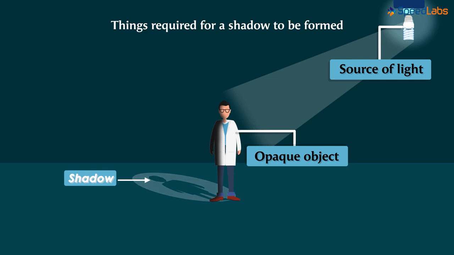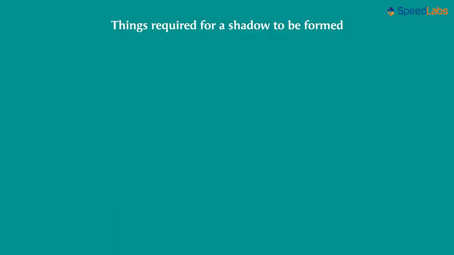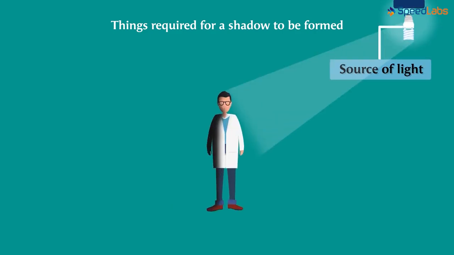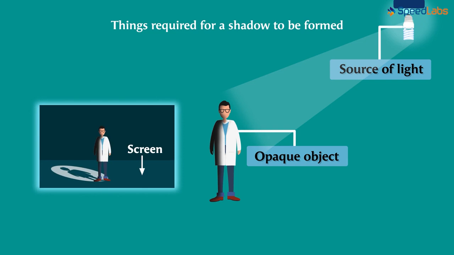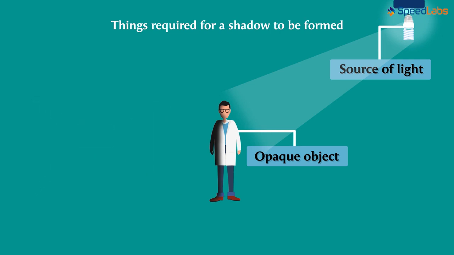Maybe not. Now let's consider a different situation. In this situation too, we have a source of light as well as an opaque body. But do we see a shadow? No, we don't. Do you know why? Perplexed? Well, had there been a screen behind the opaque object, you would have seen the shadow on it. But because there is no screen or surface like in the previous case, we cannot see the shadow.